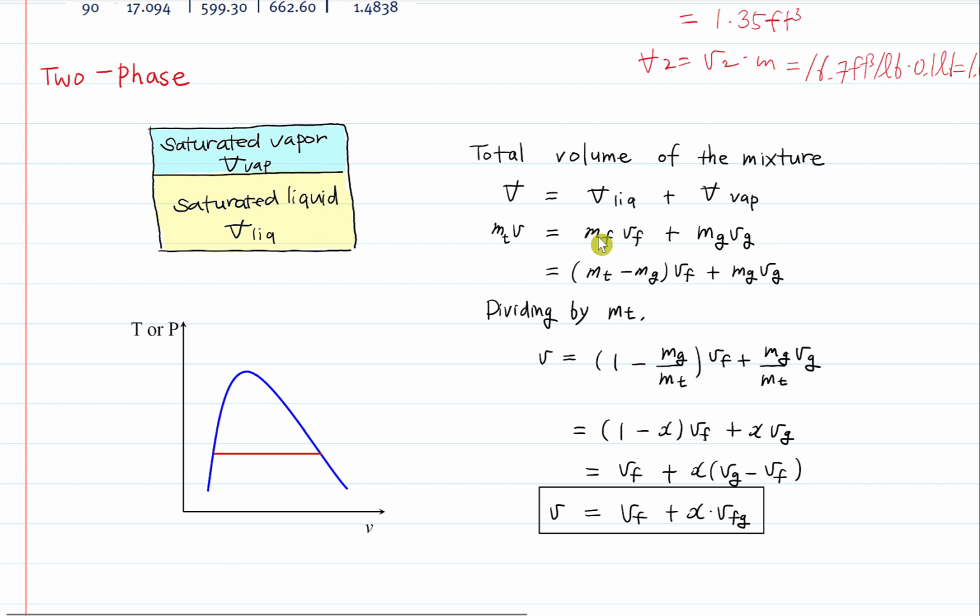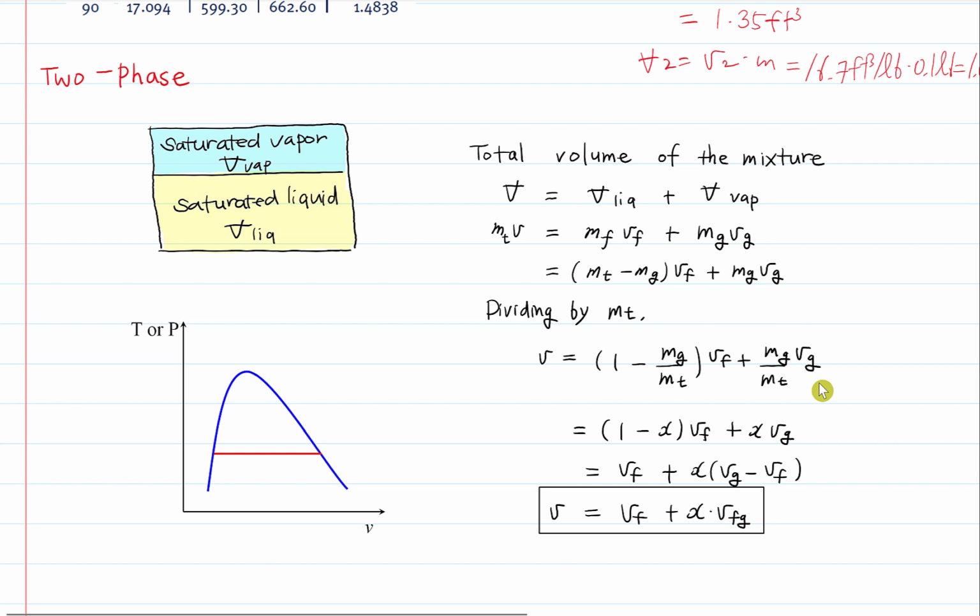MT equals MF plus MG, so MF can be written MT minus MG. Divide the equations by total mass. Average specific volume can be expressed as shown here.